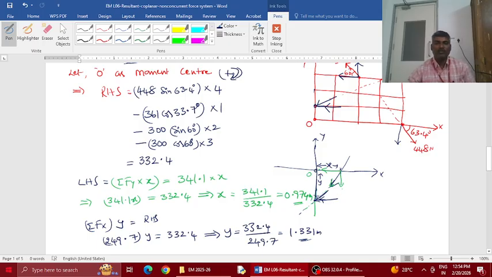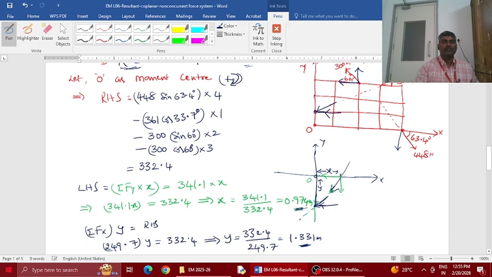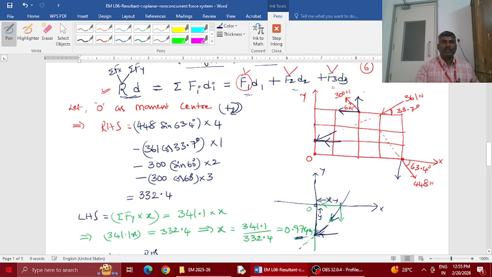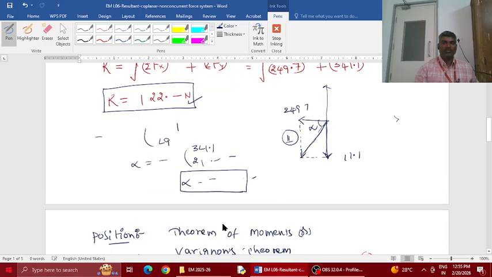So the resultant position is on the x-axis at 0.974 and on the y-axis at 1.331 meters. This is how the position of the resultant can be easily calculated with the help of Varignon's theorem, or the theorem of three moments.